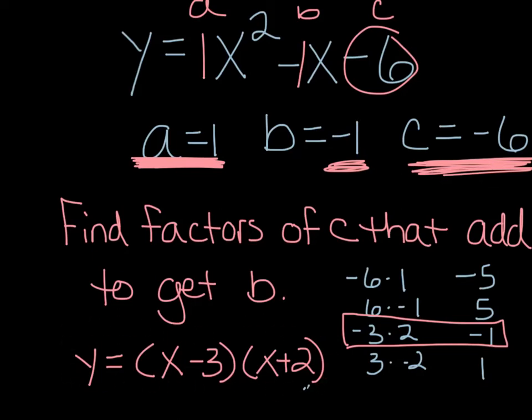It's pretty simple. I'm going to repeat myself one more time. All you do is find factors of C that add to get B, and then you write x plus one of those factors and x plus the other one of those factors. That's all you have to do.